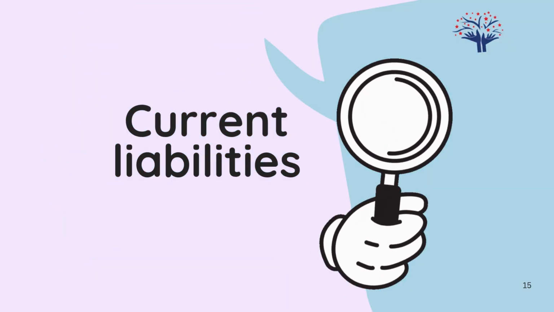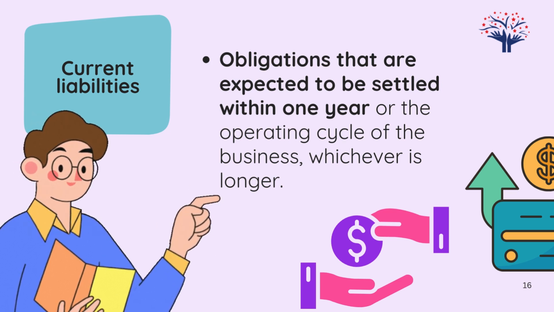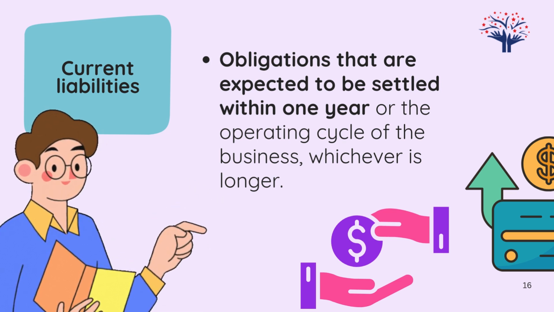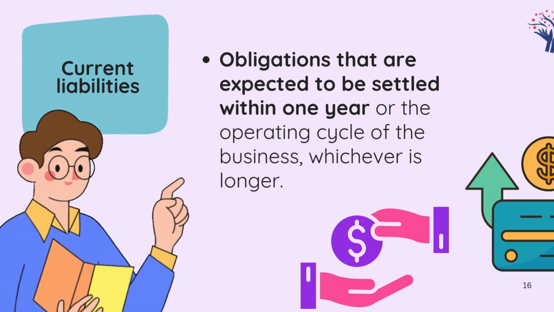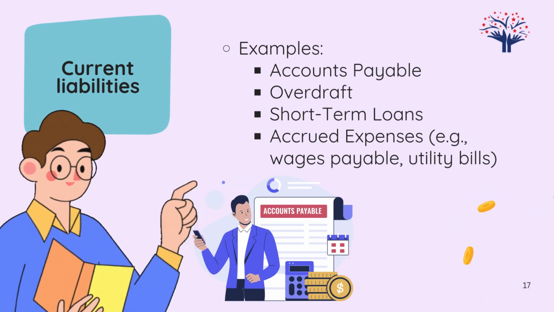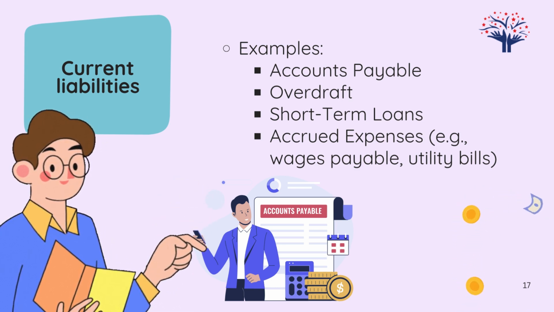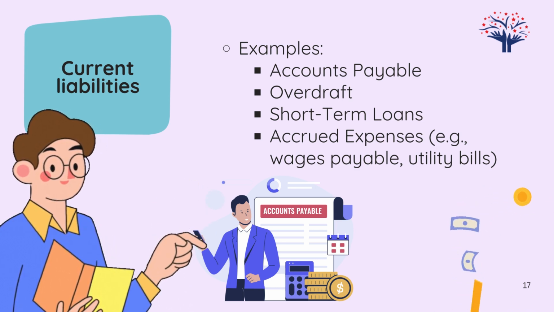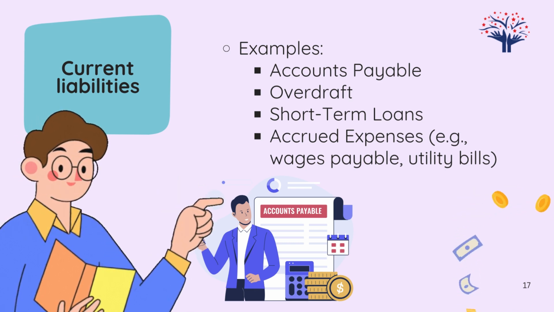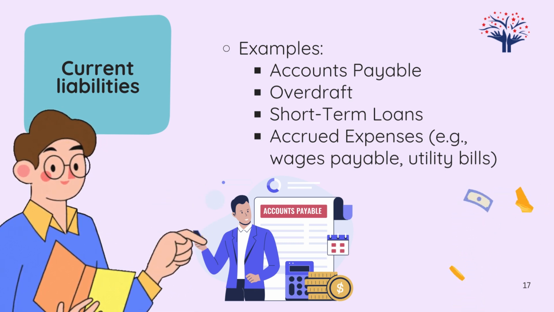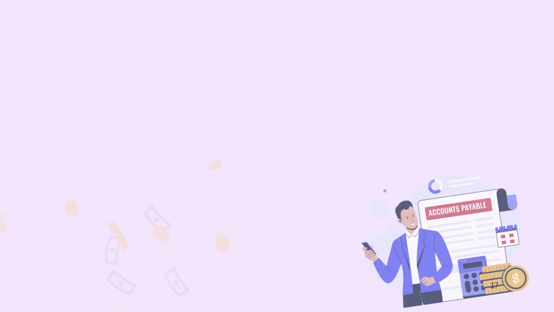Understanding current liabilities. Current liabilities are obligations that a business expects to settle within 1 year or during its operating cycle, whichever is longer. These are short-term financial responsibilities. Examples of current liabilities: accounts payable, money owed to suppliers; overdraft, when a bank account goes below zero; short-term loans, borrowed money that must be repaid soon; accrued expenses, expenses that have been incurred but not yet paid, such as wages payable or utility bills.